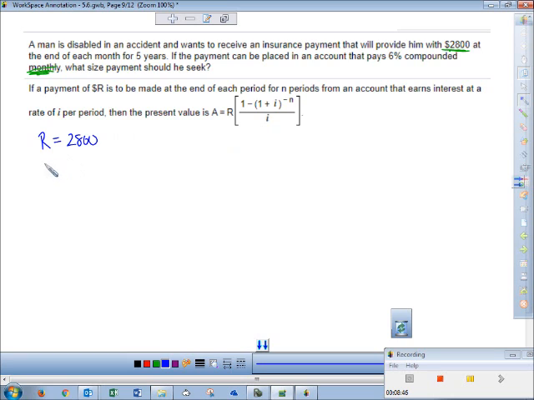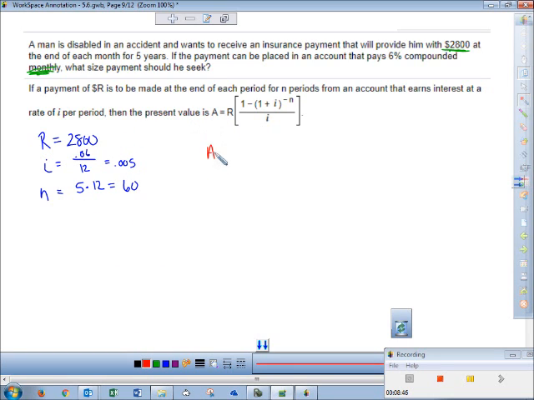I is still the same thing. I is the interest per period, so it's the 6% divided by 12 because we're doing monthly, which is the same number we just had, 0.005. And the number of periods is still the same. You're doing 5 years. That's all this guy wants money for. It's just 5 years, and he's getting it 12 times a year, right? So that'll give you 60 in that situation. And this will tell us how much this guy should ask for from the insurance company.